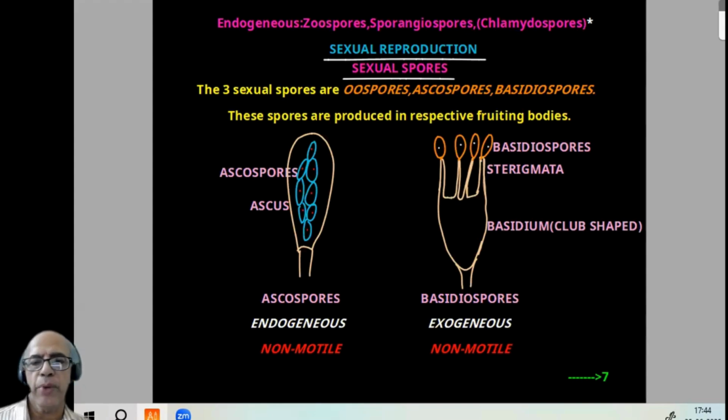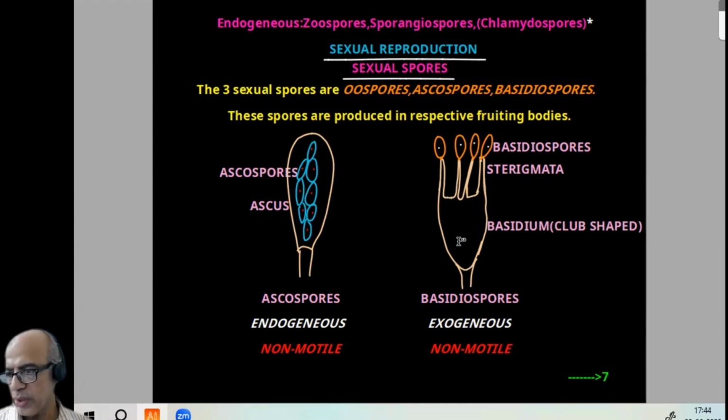Now comes sexual reproduction, with sexual spores, and three sexual spores are normally explained: one is oospore, one is ascospore, one is basidiospore. These spores are produced in respective fruiting bodies normally. A typical example: ascospores are produced in a structure called the ascus. You can find the diagram here, drawn and labelled very clearly.